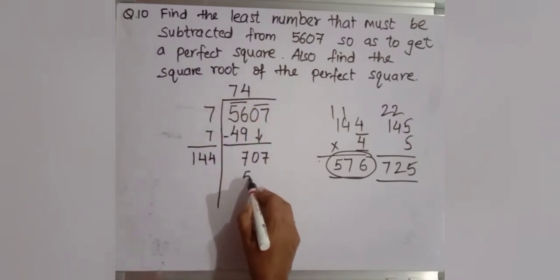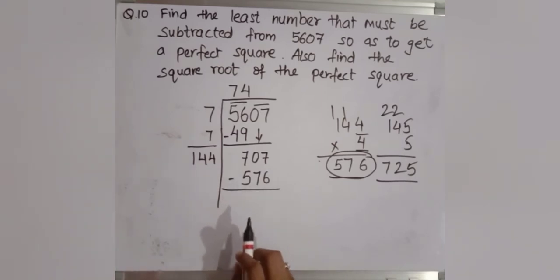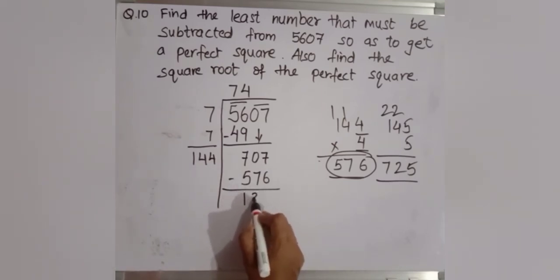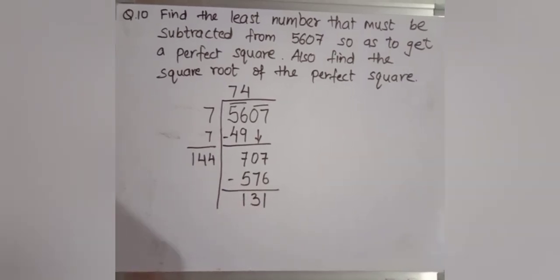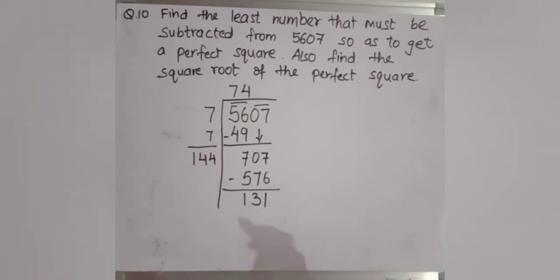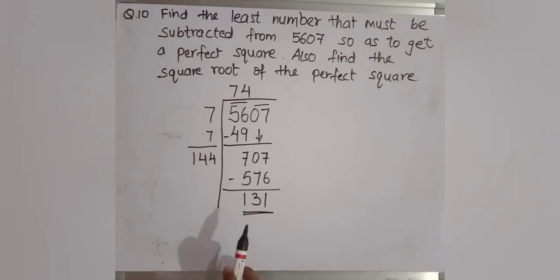So we have 576. Now subtracting this number from 707, we get the remainder 131. We can see that here the remainder is 131, not 0. It means 5607 is not a perfect square.